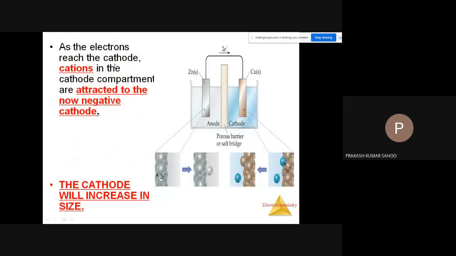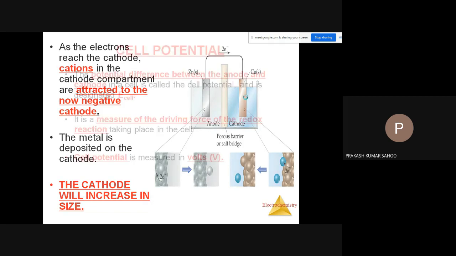As the electron reaches the cathode, cations in the cathode compartment are attracted to the now negative cathode. The cathode will increase in size. That means the cathode gets thicker and thicker, and the zinc gets thinner and thinner. The same thing: the metal is deposited on the cathode. That means copper is deposited on this copper plate.